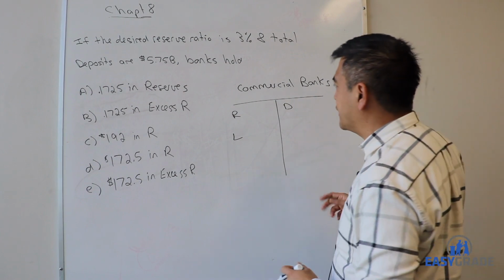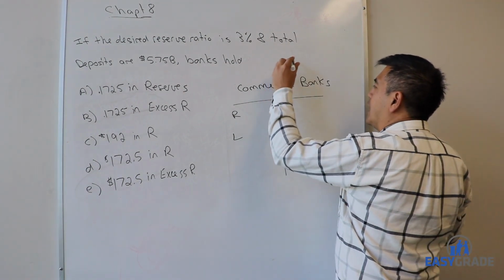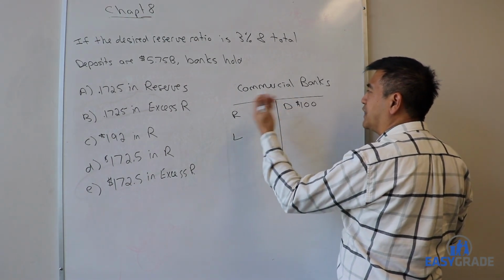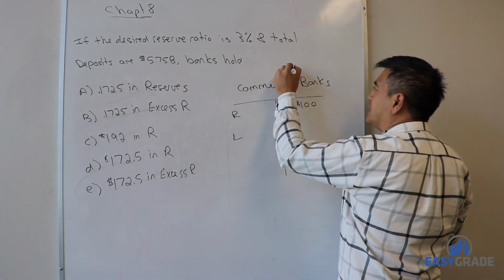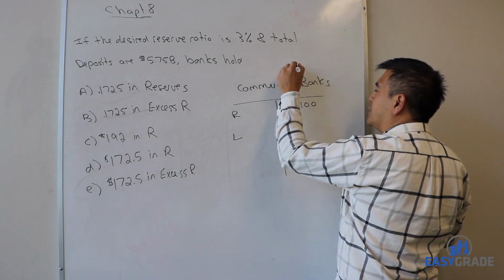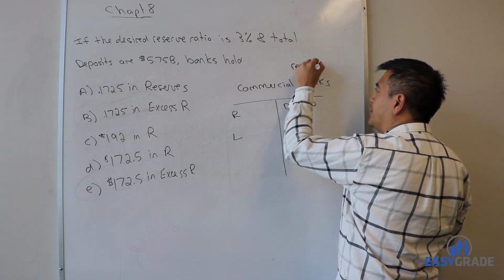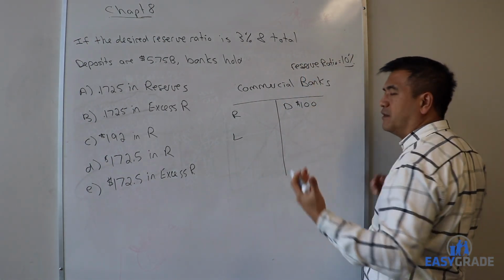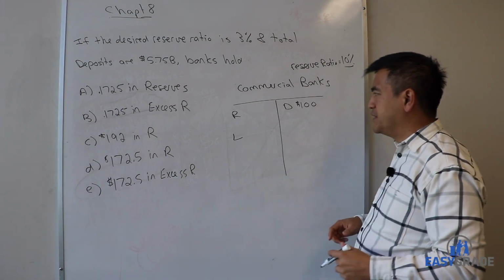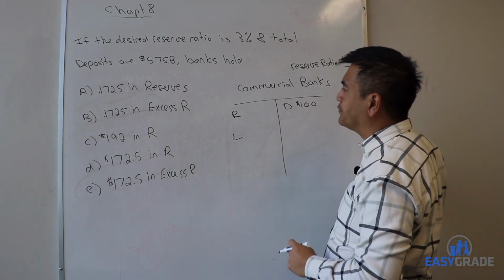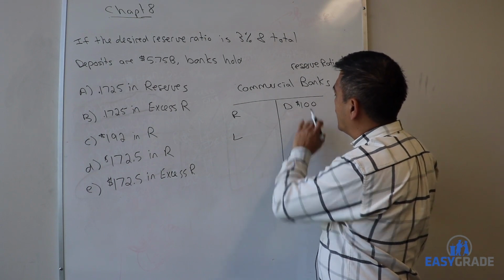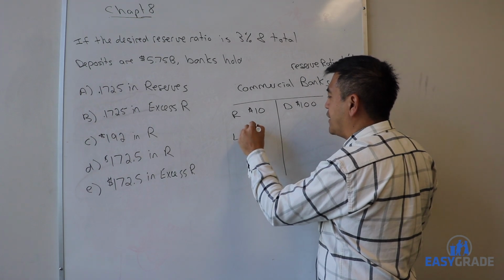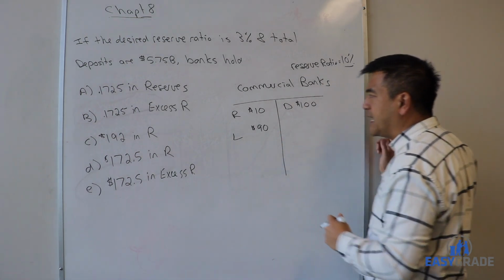Now, the way this works is if you have, let's say, $100 in deposits, the banking system will keep a percentage of that, which is called the reserve ratio. Let's just pick a number. Assume the reserve ratio is 10%. So that means with $100 in deposits, the commercial banks will hold $10 in reserves and they will loan out 90 bucks. It's as simple as that, right?